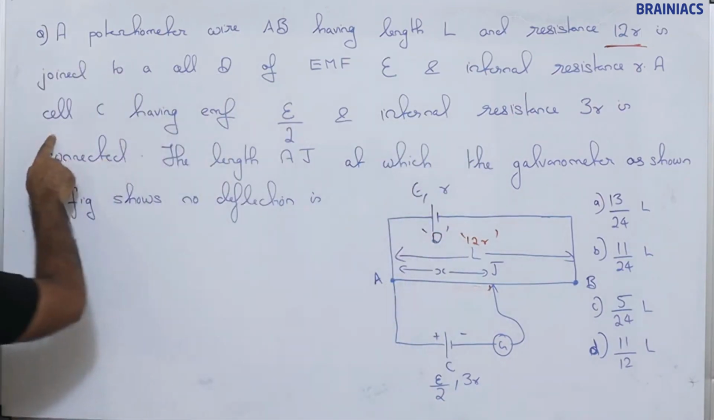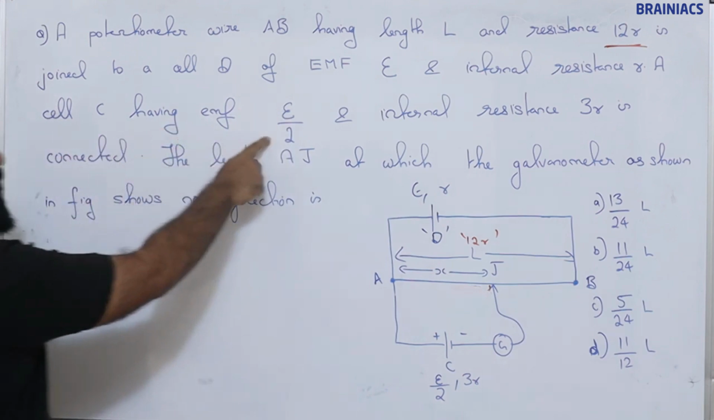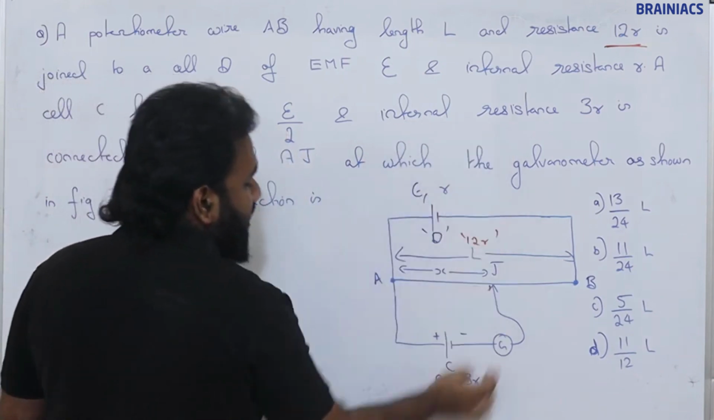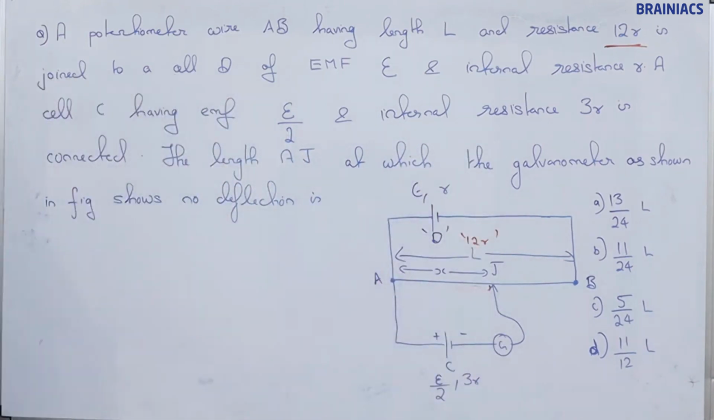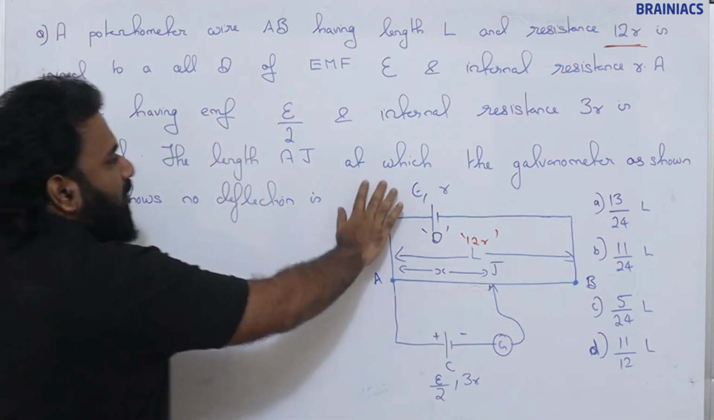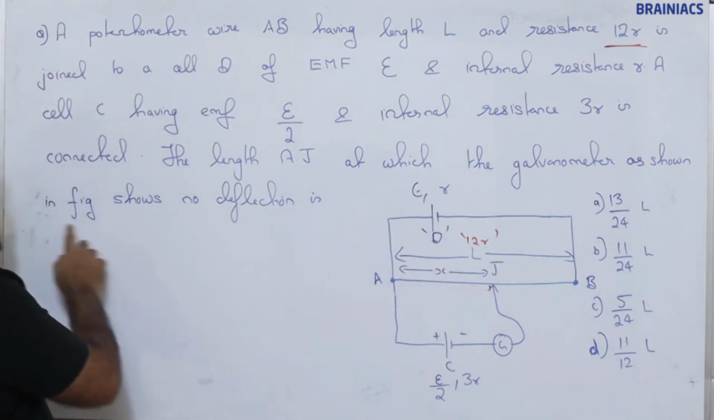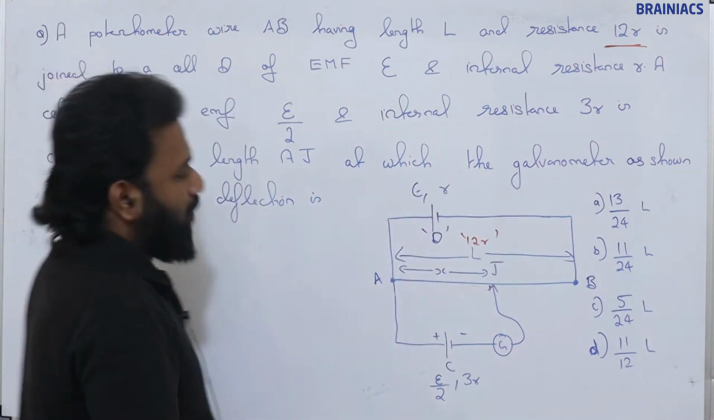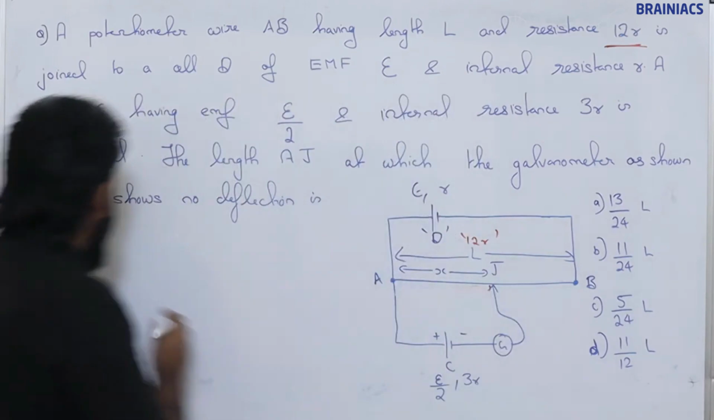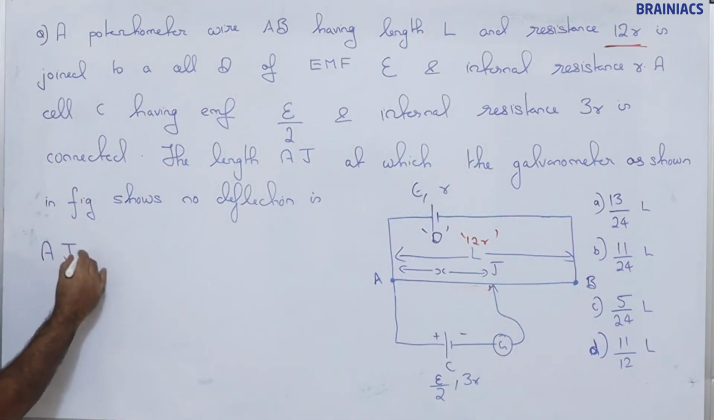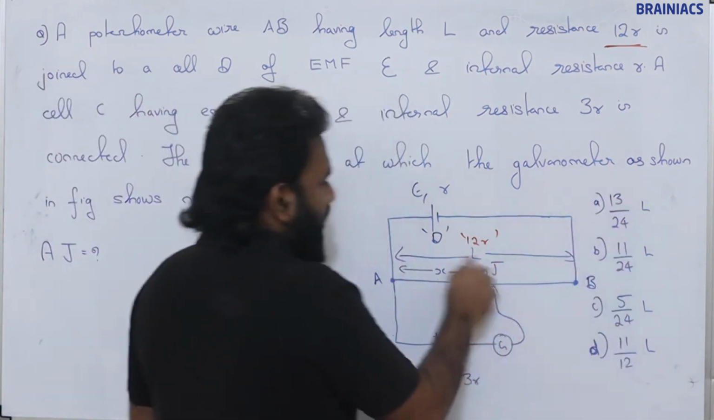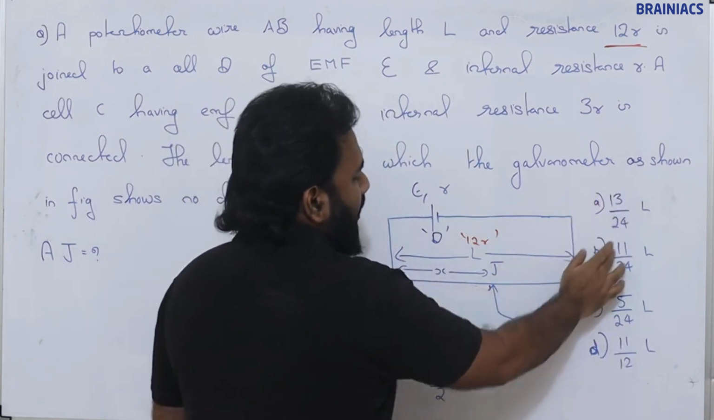Okay, a cell C having EMF E by 2, see here this one, having EMF E by 2 and internal resistance 3R is connected. The length AJ at which the galvanometer, as shown in the figure, shows no deflection. So what is the question? Question is we need to find the length AJ. This is our task, AJ. Options are given based on this length, 13 by 24 L, 11 by 24 L.